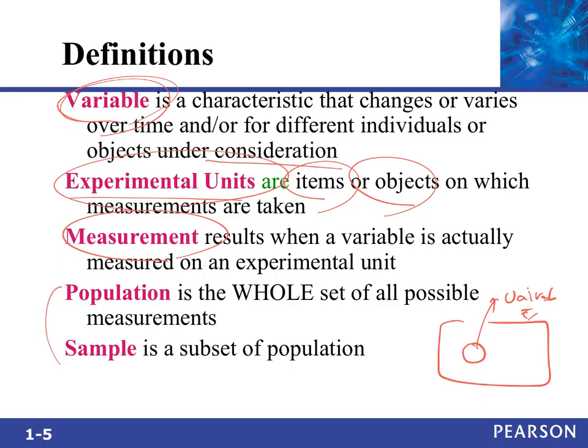We also have two more important concepts. The first one is the population, which is the whole set of all possible measurements. So if you measure a million times, this million measured data is the whole population in this case. On the other hand, if you select only 10 of these measured data, that's a subset of the population, and this is called a sample.